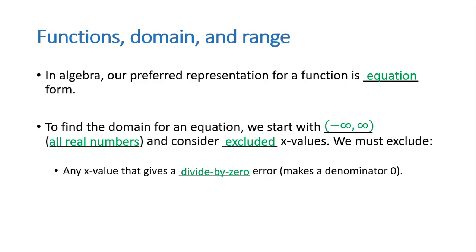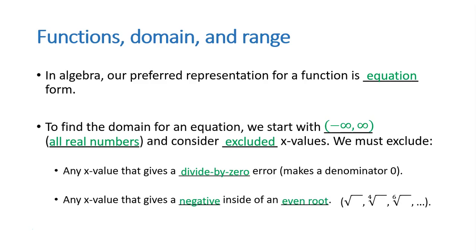So if our equation has a denominator, we have to take into account that certain things might make the denominator 0, which we know is illegal in algebra. The other situation we have to take into account is anything that gives a negative inside of an even root. In other words, a square root, a fourth root, a sixth root, etc. So we cannot take a square root of a negative number. That's not defined as something on our number line or something that exists in the coordinate plane.